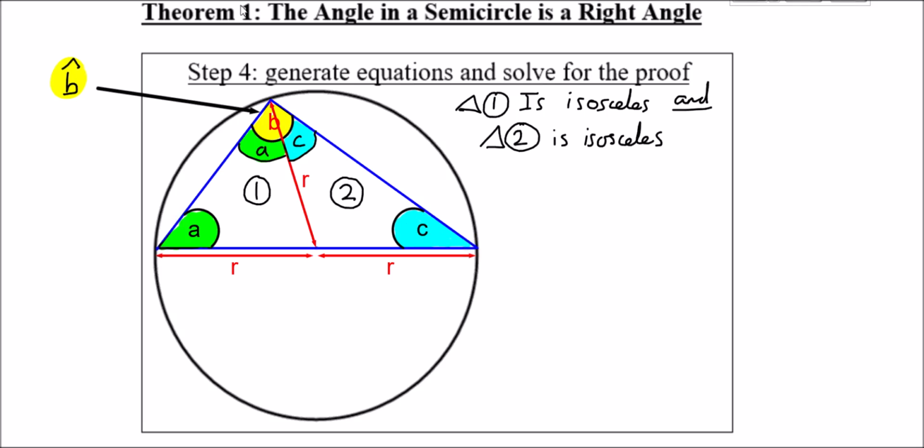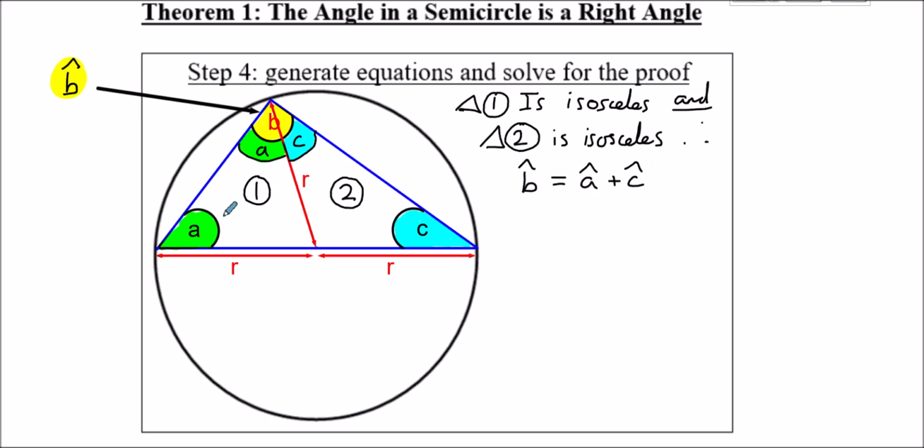So triangle 1 is isosceles and triangle 2 is isosceles. We've used that fact to show that therefore angle B equals angle A plus angle C.